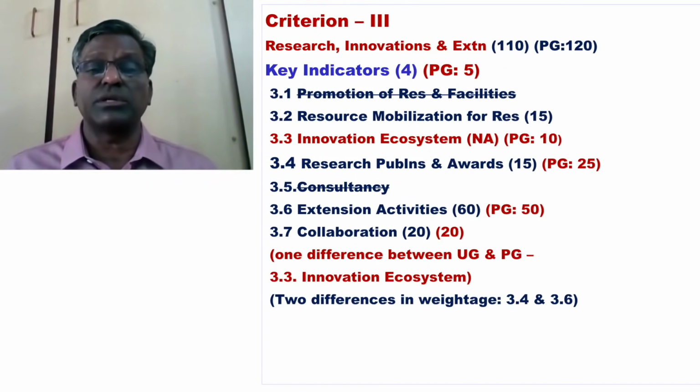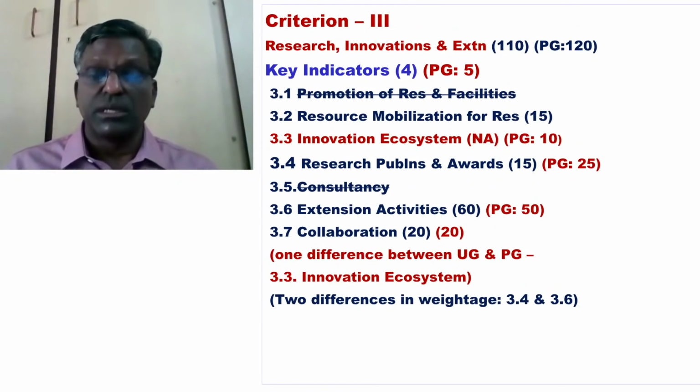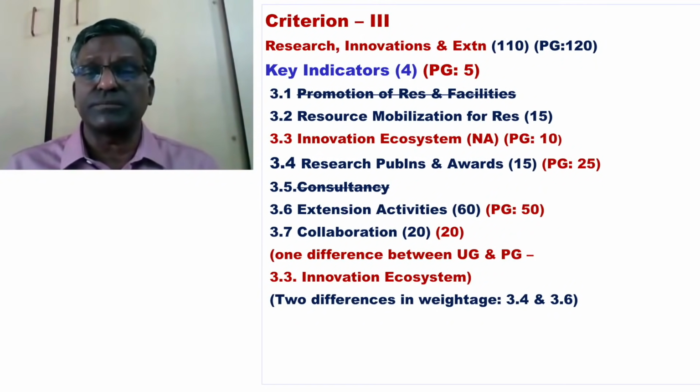So in effect, there are only 4 key indicators for UG colleges and 5 key indicators for PG colleges with reference to criterion 3. So 3.1, promotion of research and facilities. This applies only to universities and autonomous colleges and does not apply to affiliated and constituent colleges. 3.2, resource mobilization for research. 3.3, innovation ecosystem. And please note, innovation ecosystem does not apply to affiliated and constituent colleges which offer only UG programs. It is applicable only to affiliated and constituent colleges which offer PG programs.